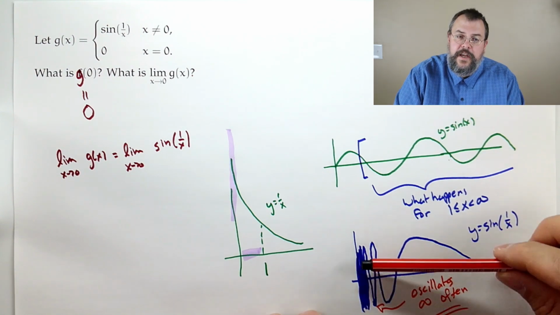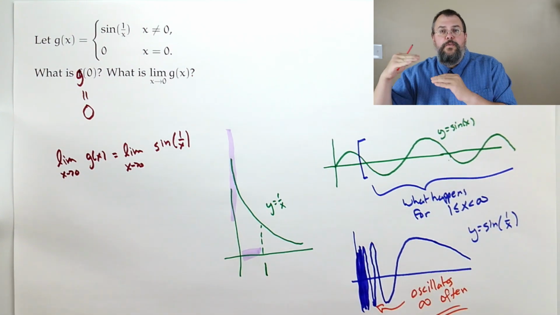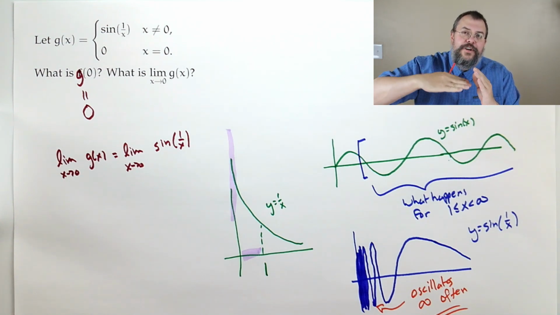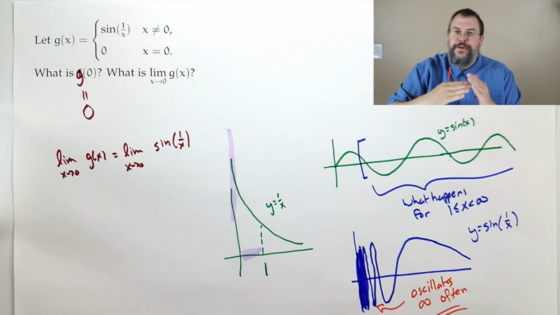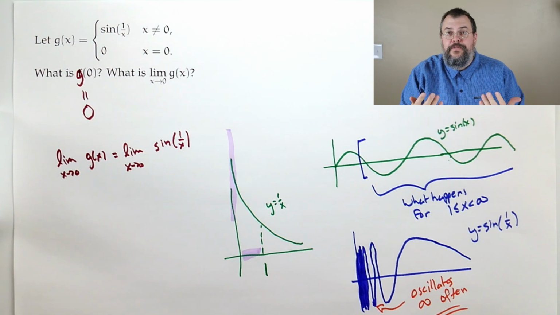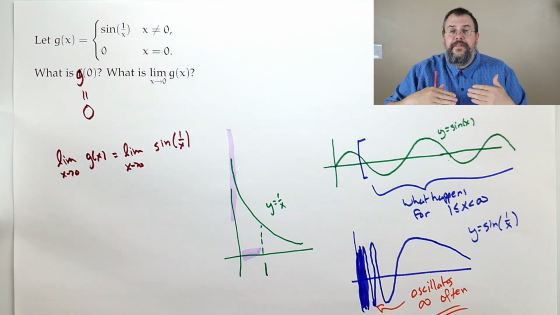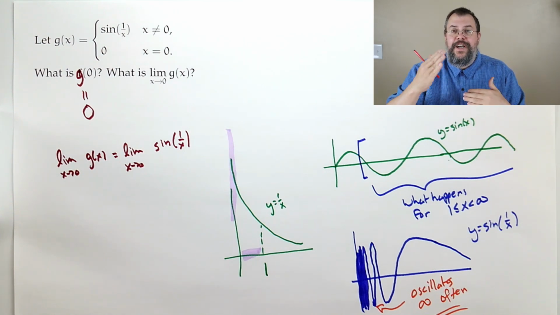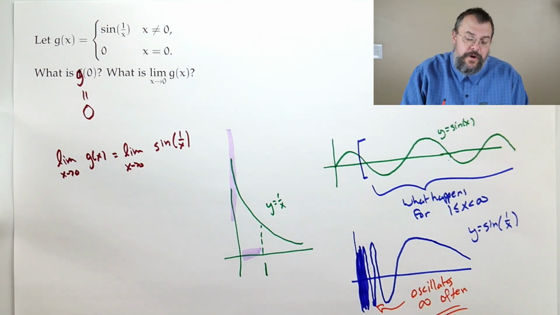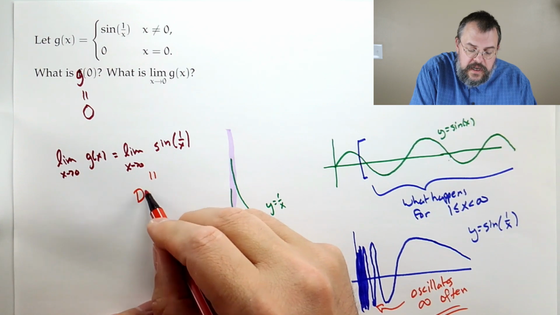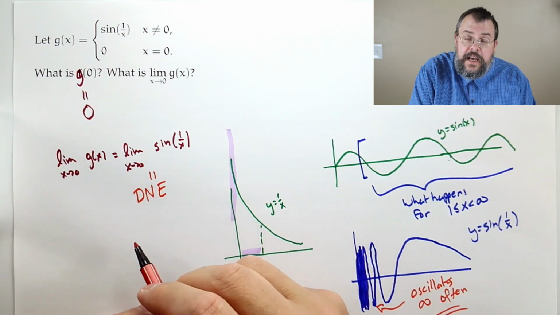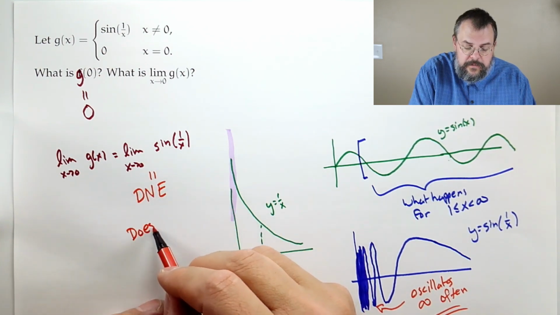No. In fact, what's happening is it's not trying to approach one value. It's almost trying to approach infinitely many. Everything between negative 1 and 1, it keeps going up and down and up and down. Well, you can't approach more than one thing. That's one of our basic rules of limits. And so because it's not making up its mind, what do we say? Well, that says that this limit is what we call DNE, which is shorthand for does not exist.